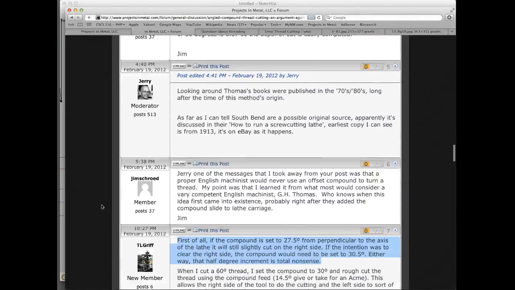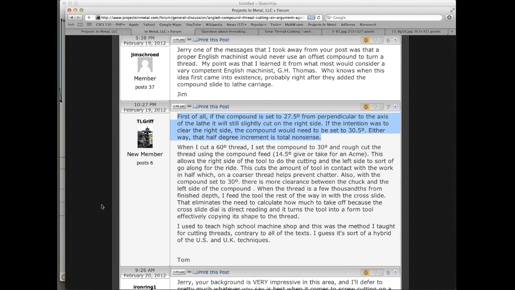But a post that another person commented on was this TL Griff individual, who's a newer member to the forum. Welcome, TL Griff. And he basically said, first of all, if the compound is set to, and I think he meant to say 29.5 degrees, from perpendicular to the axis of the lathe, it will slightly cut on the right-hand side. If the intention was to clear the right-hand side, the compound would need to be set to 30.5 degrees. Either way, the half-degree increment is total nonsense. So, sounds like TL Griff doesn't use this method. He uses a slightly modified method to achieve his proper thread angle, and that's fine. To each their own.